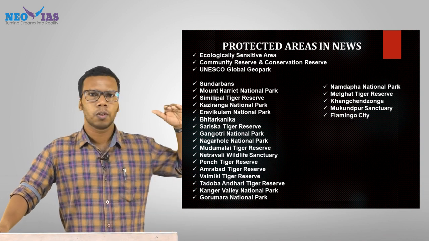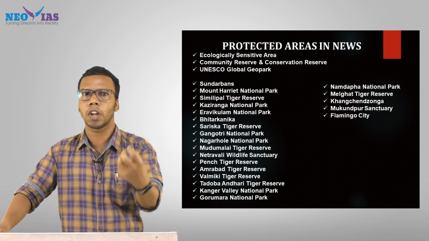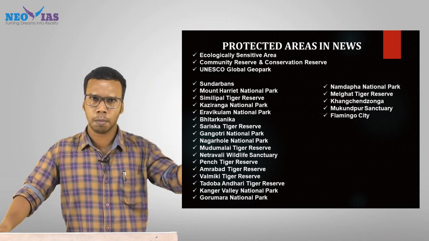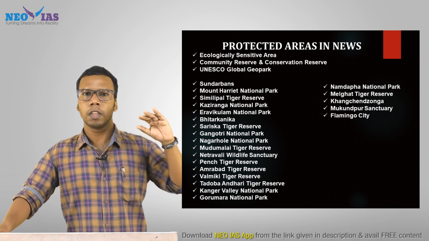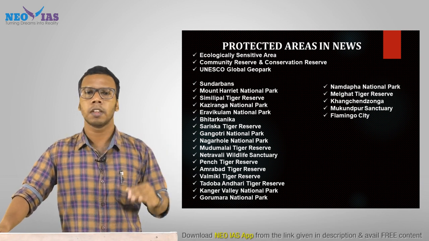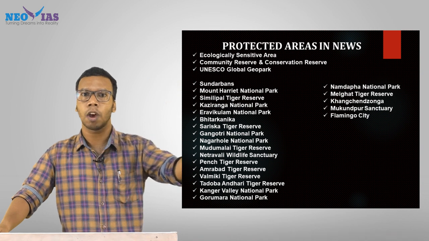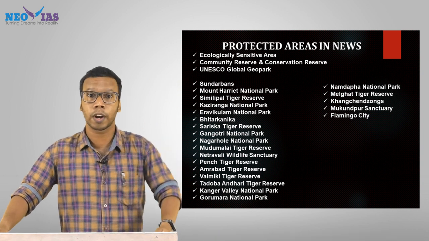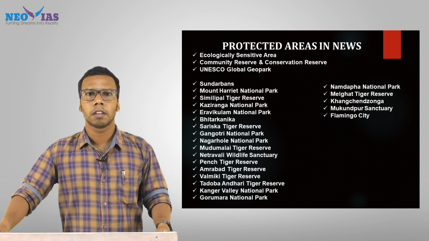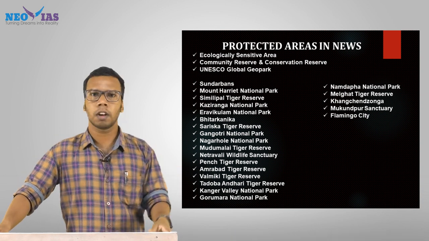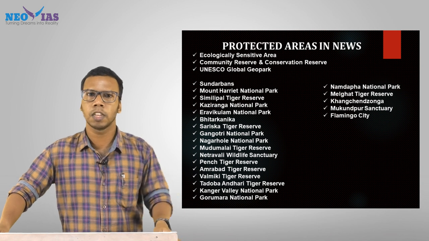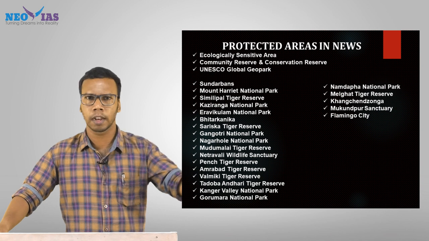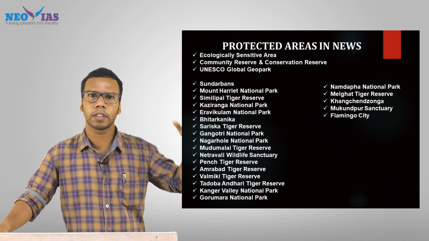Regarding the protected areas, the main points you have to study are the location of that protected area, the main animal protected there, and if any river is flowing through it. If it belongs to any hill range, you have to know it. For example, Kaziranga National Park is famous for the one-horned rhinoceros, and the rivers passing through Kaziranga are the Brahmaputra River as well as the Diphlu River. Then regarding the Amrabad Tiger Reserve, it is located in the Nallamala Hills. So like that, hill ranges they can also ask.